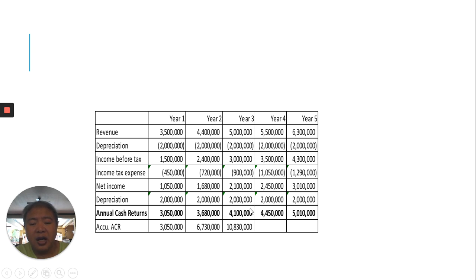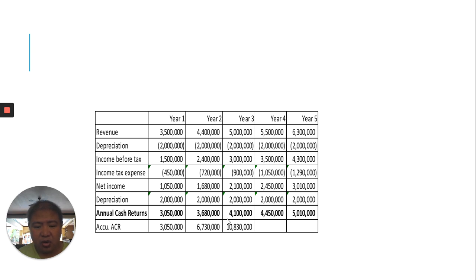Now, if you go to year 3, the annual cash return is 4.1. If you add 6.65 and 4.1, you will get 10.75 million, which is now higher than the investment cost. What does it mean? The payback period is gearing towards year 3, but not really year 3. So how do you get the exact payback period? That's 10 million minus the accumulated amount of the first two years. How much do we still need to reach 10 million? We still need 3,270,000.